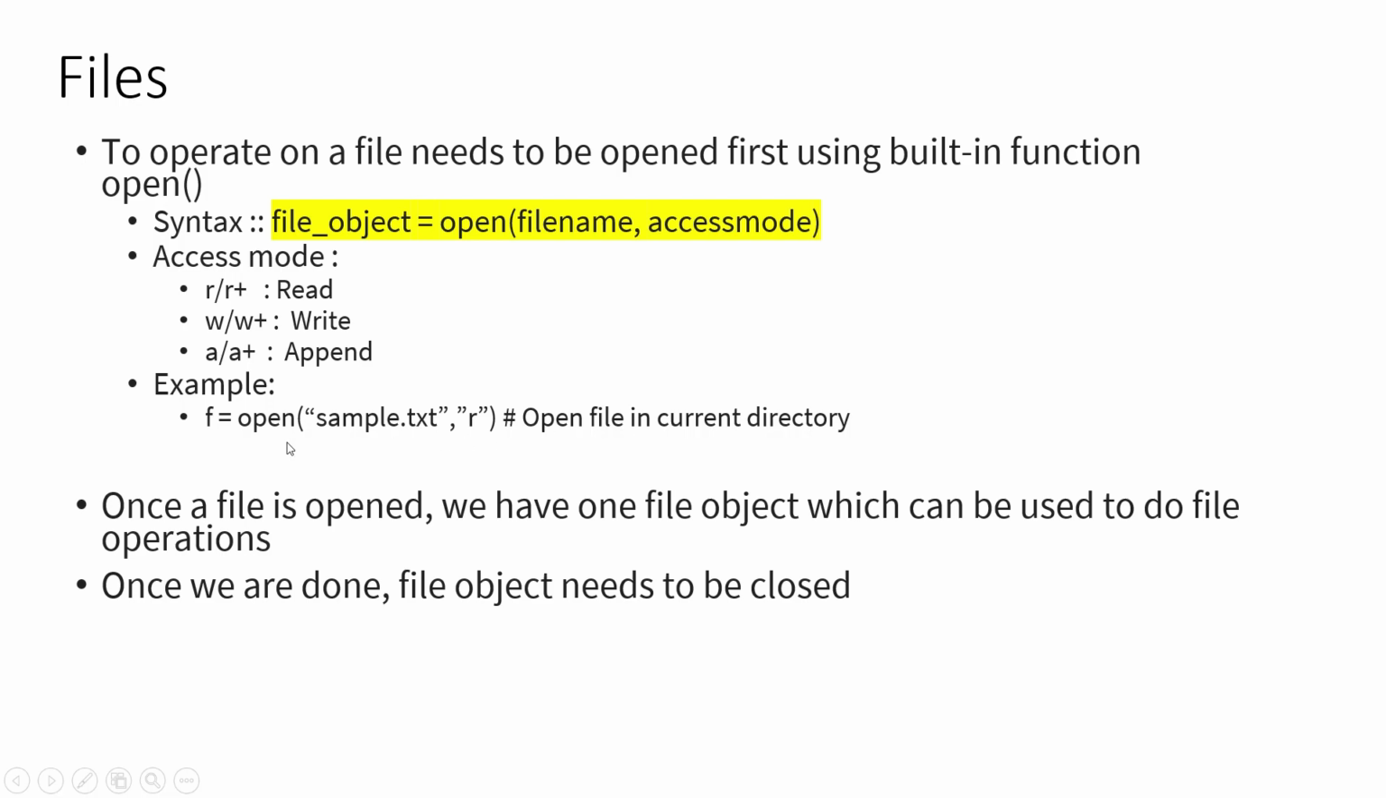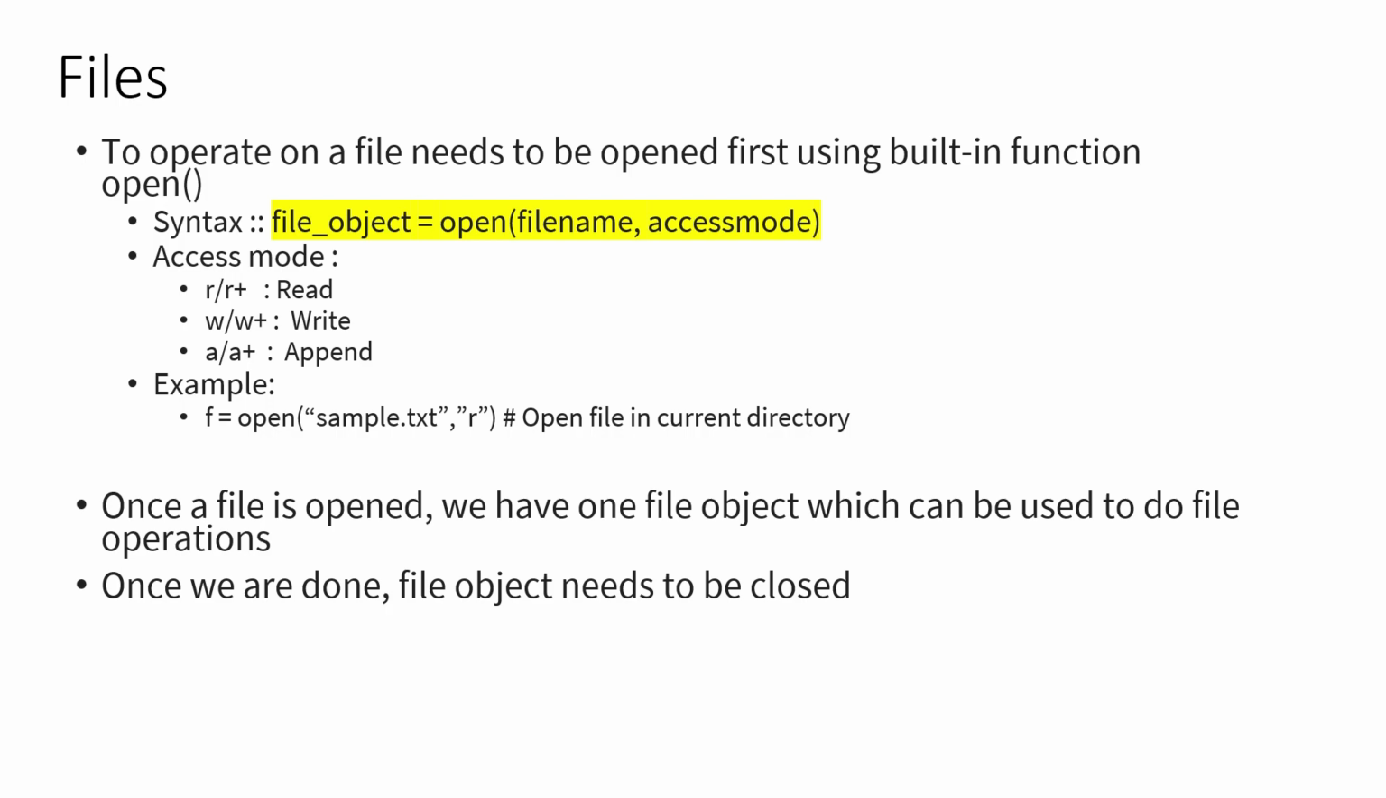This is the example. f is a variable, and we call open. We pass the file name and the access mode. If we just pass the file name, it will try to find that file in the current directory. If you want to access a file in some other directory, you have to pass the full path name. Once the file is opened, it returns a file object, and you can use it for different operations. And once we are done, we have to make sure that we close it.